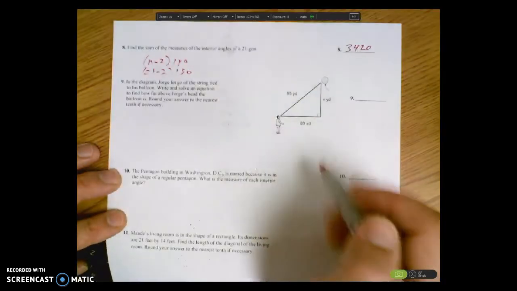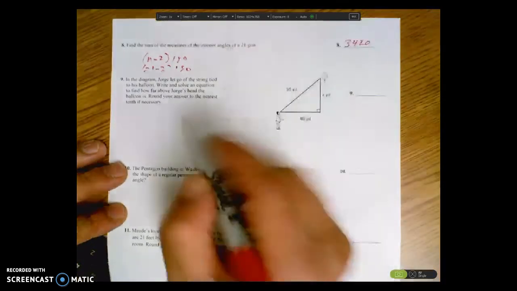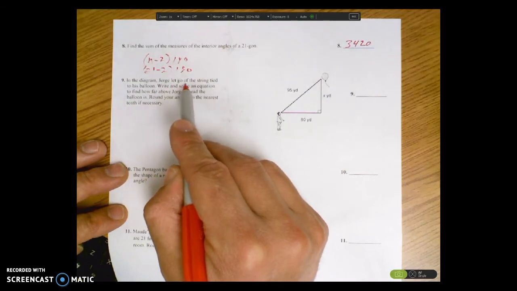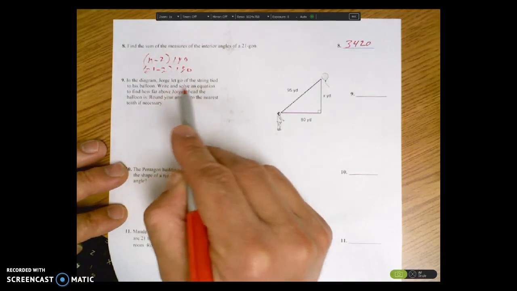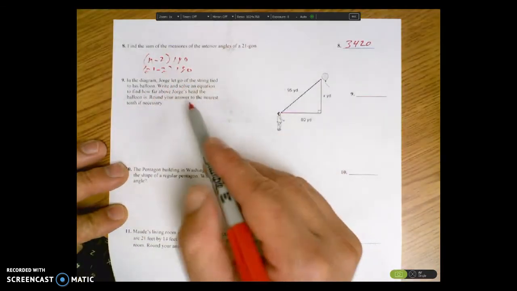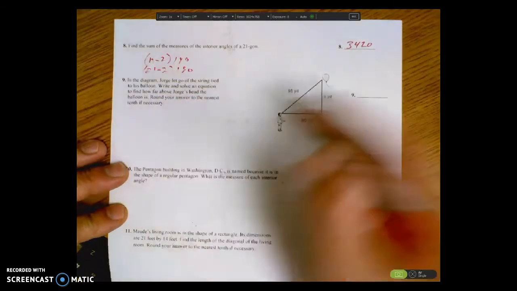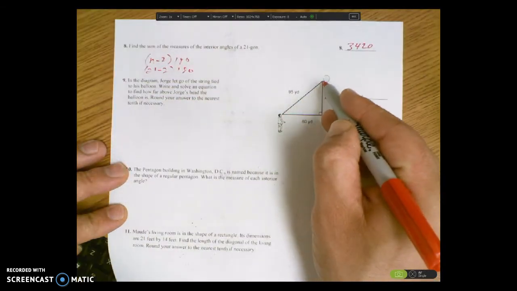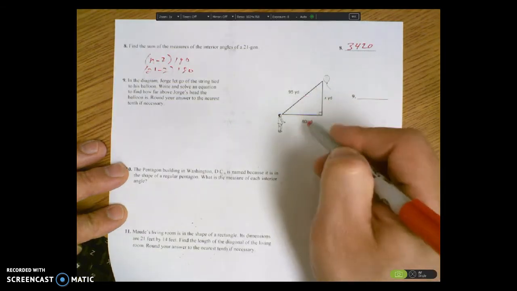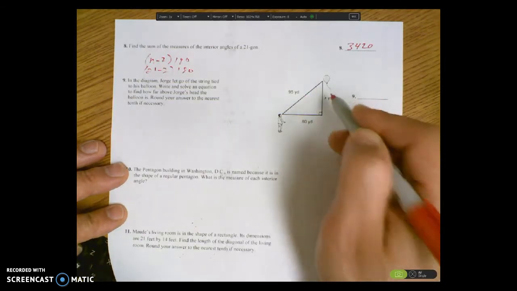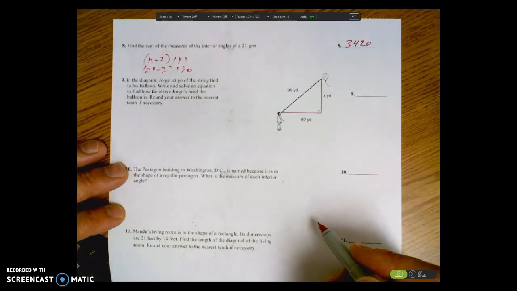All right, I see a triangle. It's probably a quadratic. Let's make sure. In a diagram, George let go of the string tied to his balloon. Write and solve an equation to find how far above George's head the balloon is. Round your answer to the nearest tenth if necessary. So we have the hypotenuse. Remember, it's opposite the right angle. We have one of the legs. We're missing a leg. So we know, let's say, a squared. We've got to find b squared.